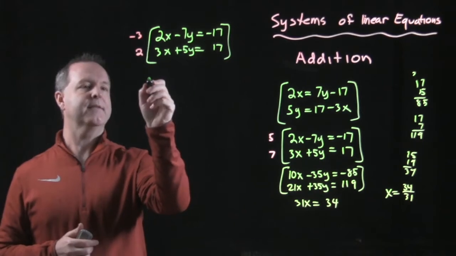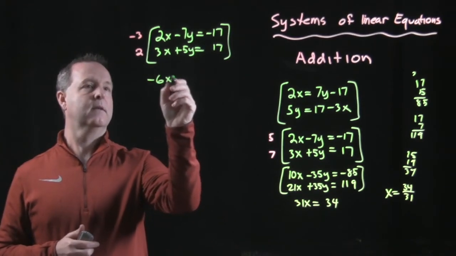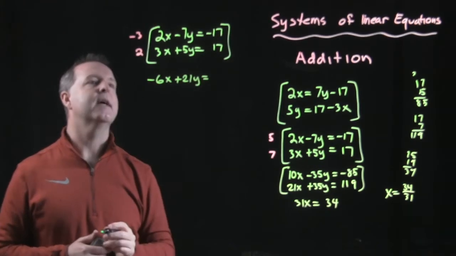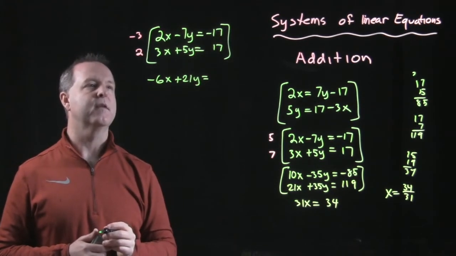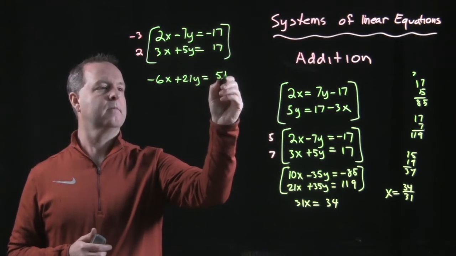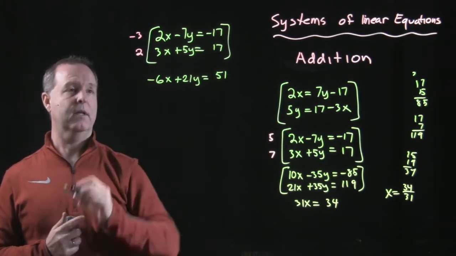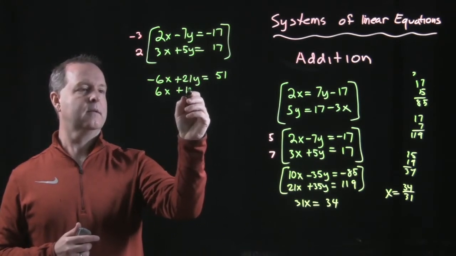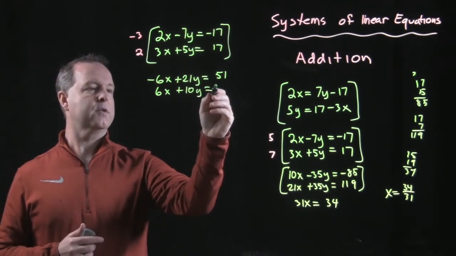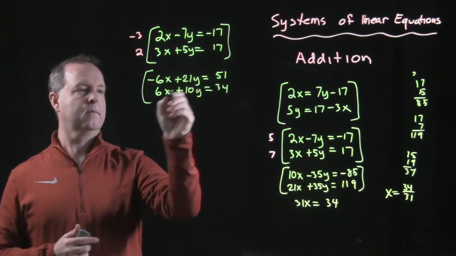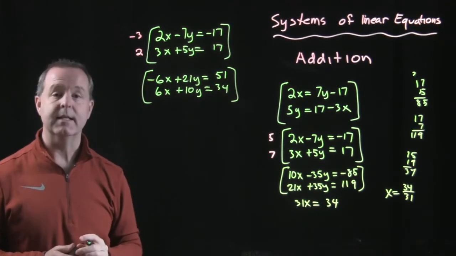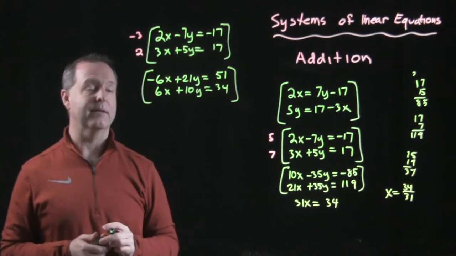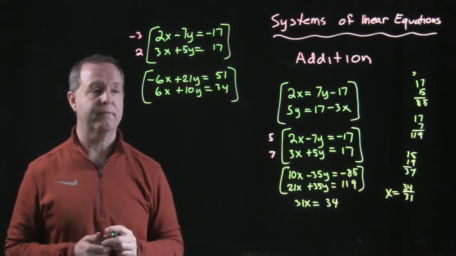Then I would get a negative 6x plus a 21y. 3 times 17 is what, folks? 51. Multiply the bottom line by 2. Gives me a 6x plus a 10y equals a 34. Still put it in my system notation just so I keep track and I just don't lose where I'm at and make a silly mistake because of just poor formatting.